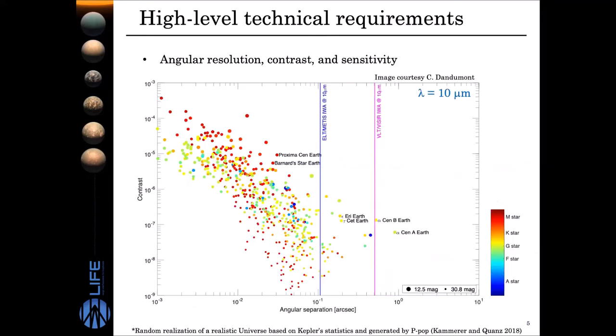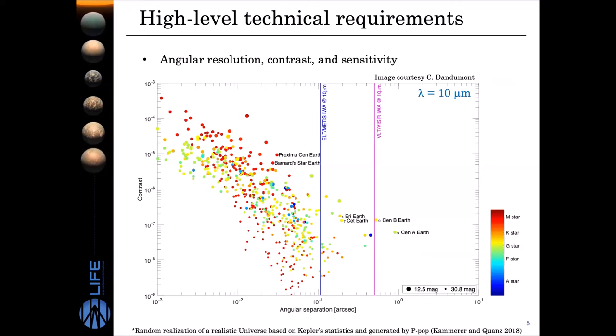So what are the technical requirements to achieve the detection of an exoplanet in the habitable zone at 10 micron? There are basically three main requirements. That's angular resolution. We need high angular resolution, contrast, and sensitivity. And on this plot, you can see the contrast at 10 micron as a function of angular separation for a random but realistic exoplanet population. This is an exoplanet population that was generated based on the Kepler statistics by the software that Sasha mentioned just before. The color of the points depends on the spectral type of the star.